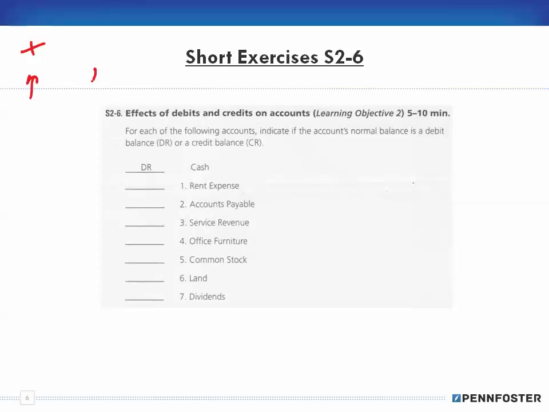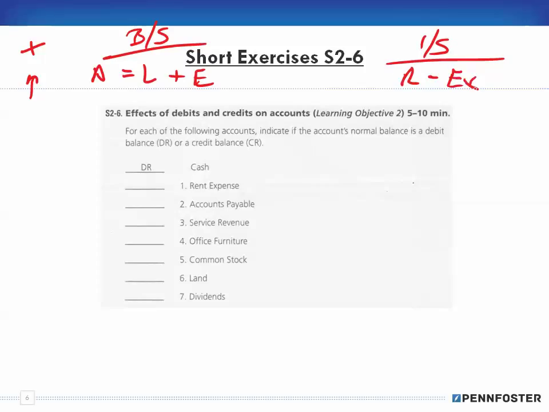of accounts. So remember, a category of accounts are assets equals liability plus equity. That's on the balance sheet. Okay. And on the income statement, we have revenues minus expenses. Okay. So the assets, liabilities, equity, revenue, and expenses are the category. The normal balance is what increases that particular category of account. And the what that increases is either going to be a debit or a credit.